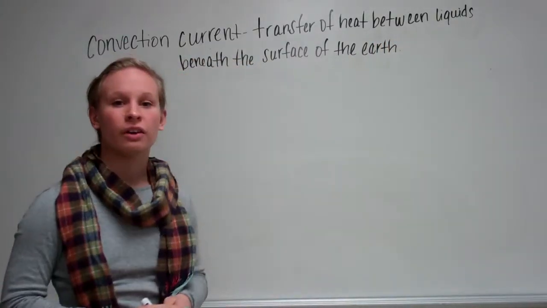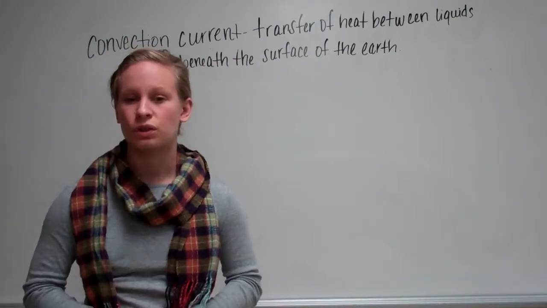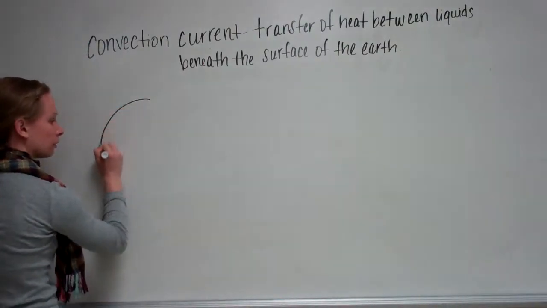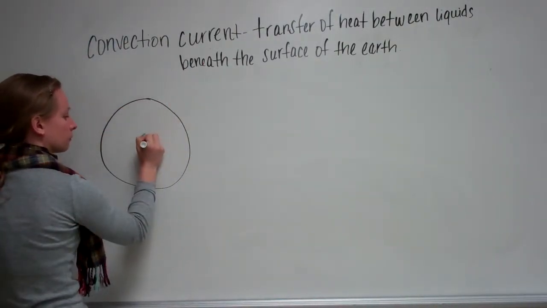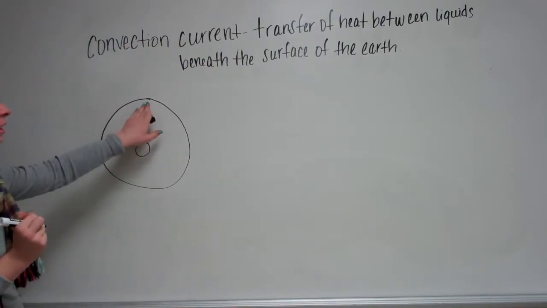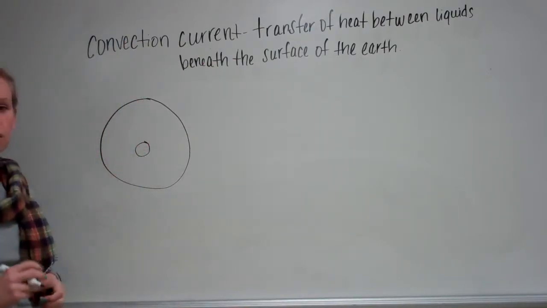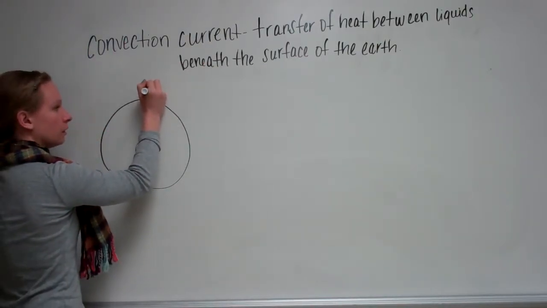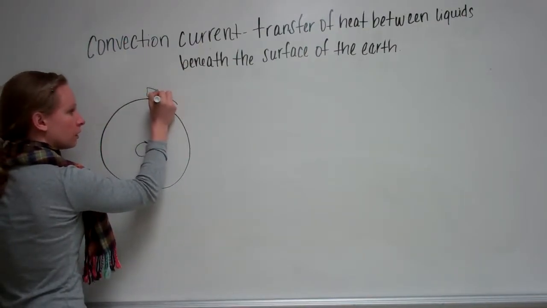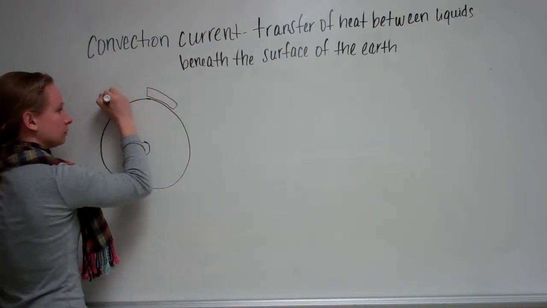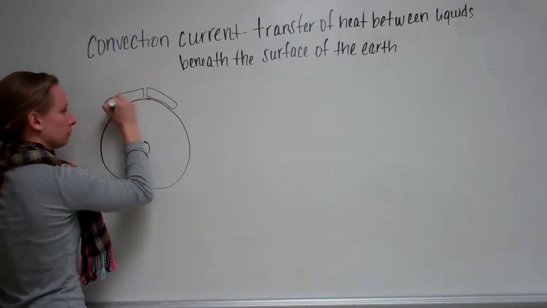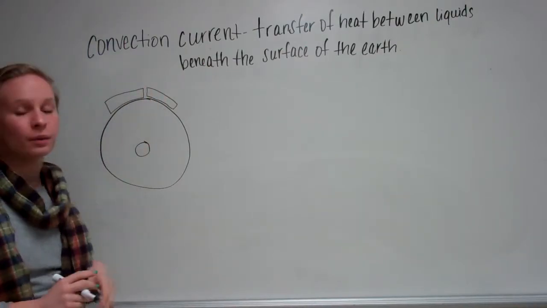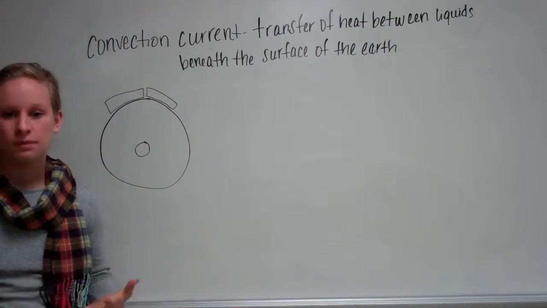Okay, and so let's draw the Earth so we can talk about the way in which the transfer of heat is occurring for our liquids. So this is our Earth, and this is going to be the surface of the Earth. Beneath the surface of the Earth, we have liquid. Okay, and so let's draw, so these are going to be two plates that are on the surface of the Earth. And so the point at which they're coming into contact are going to be called our plate boundary.